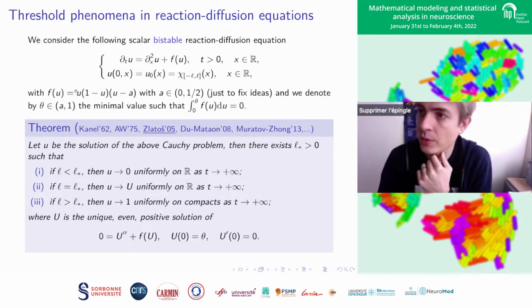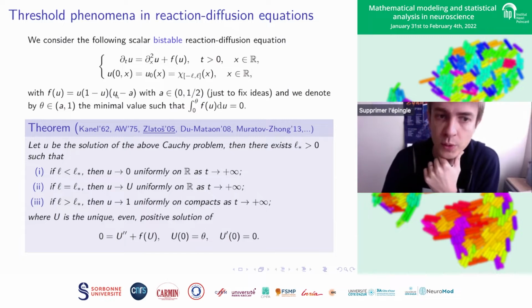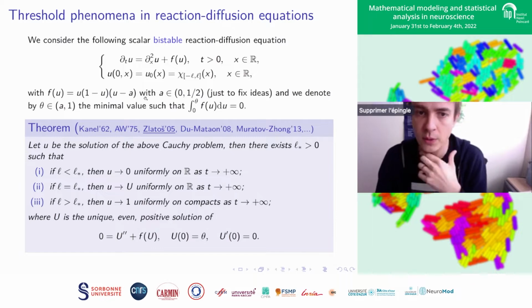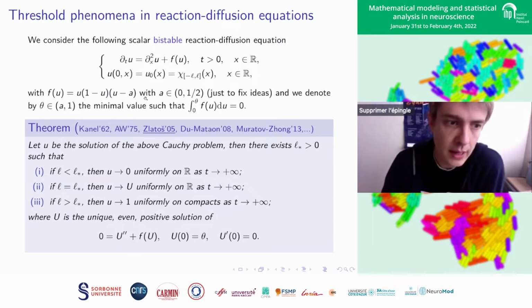The type of f of u that we have in mind, the prototypical example for a smooth f of u, would be just a cubic nonlinearity, where the intermediate state A was the kappa just before.